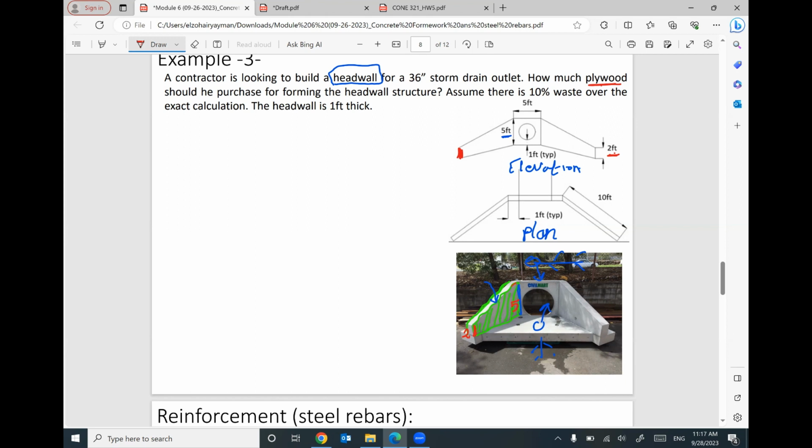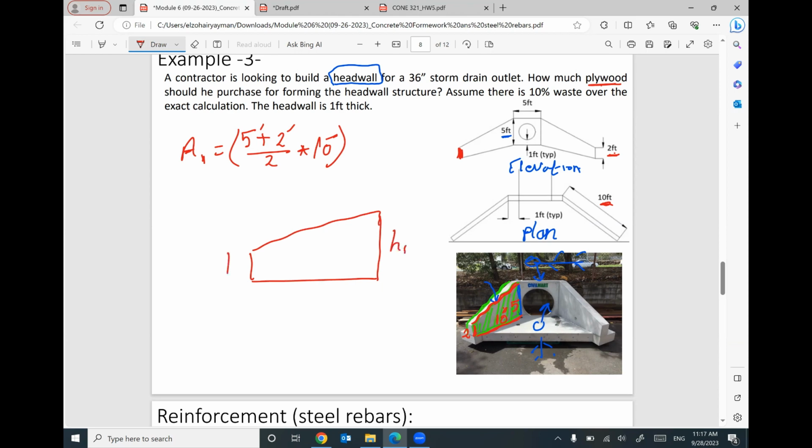What is the length of this side? Or even this side as a projection, horizontal projection, it will be 10 feet. So the area of this trapezoid, area 1, equals 5 feet plus 2 feet divided by 2 times the height in between, 10 feet. If you have a trapezoid like this, this is H1, this is H2, this is the distance in between. So the area of this trapezoid will be H1 plus H2 divided by 2 times the distance in between, which is D.